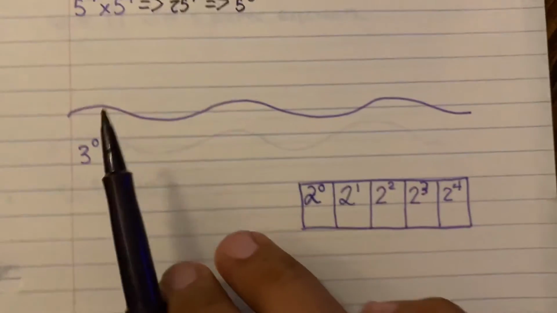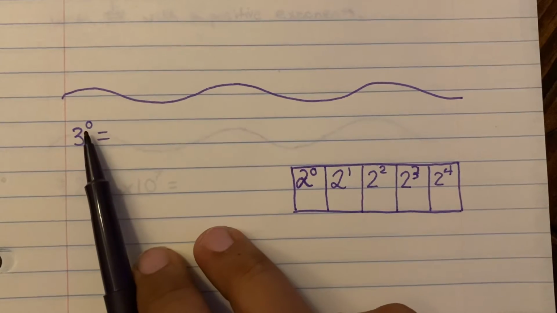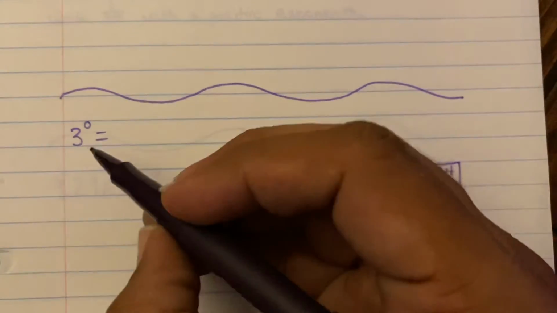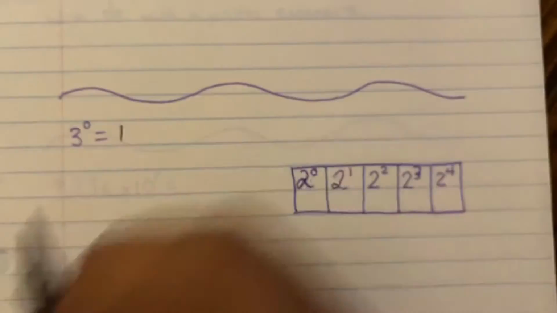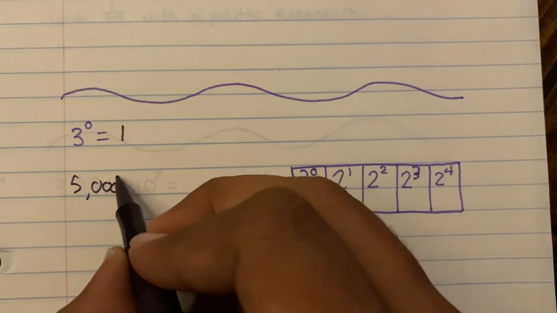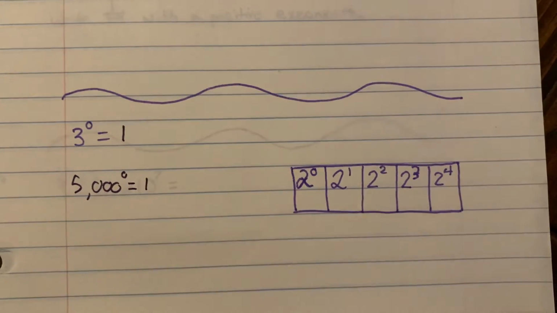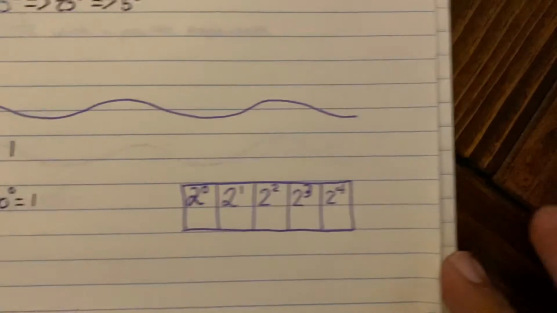Now, a new thing that might be new to you is any number, except for 0, to the power of 0 equals 1. So the answer to this is 1. Even if this was 5,000 to the power of 0, it would still equal 1. Now I'll explain that to you over here.